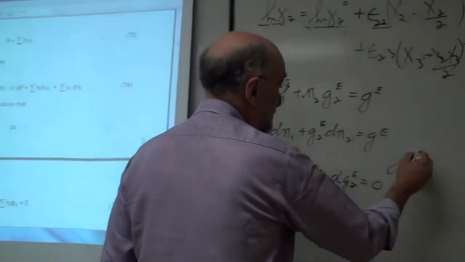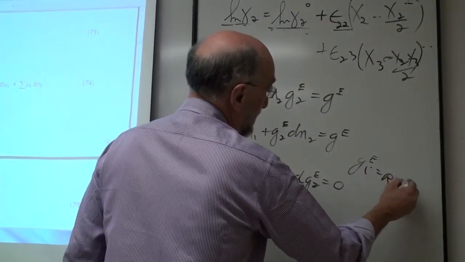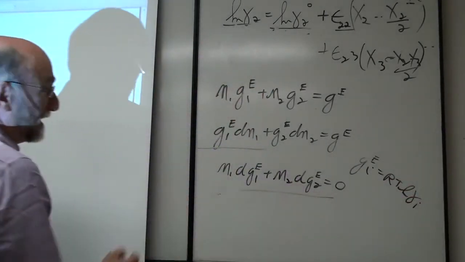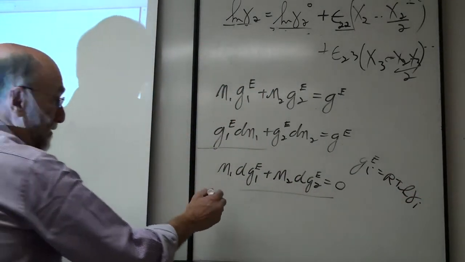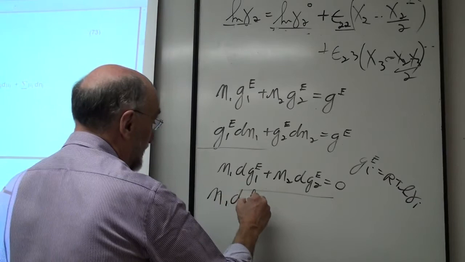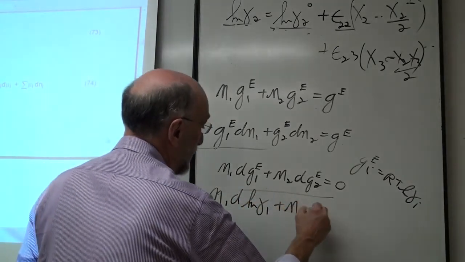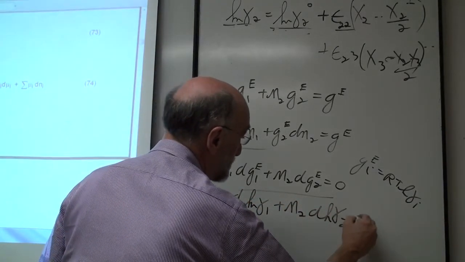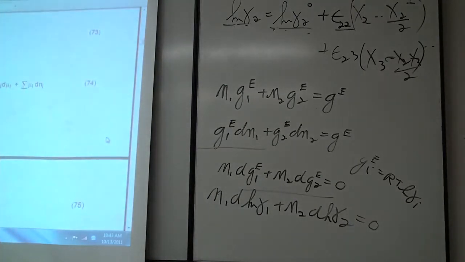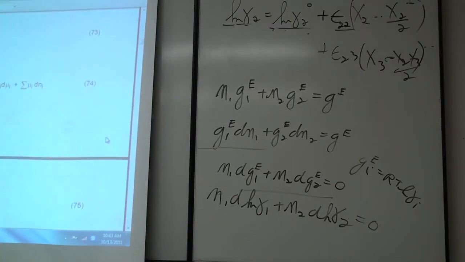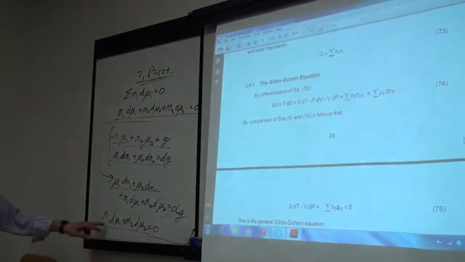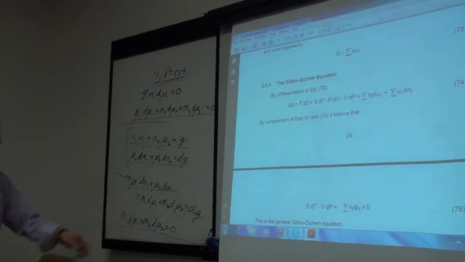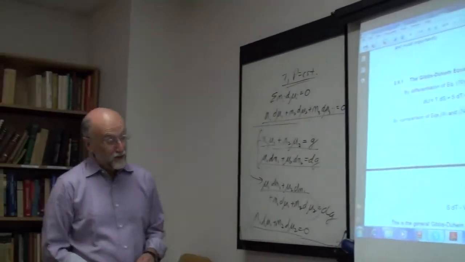Since you know Gxs of i is RT log gamma i, you can put that into that expression, and then you get n1 d log gamma 1 plus n2 d log gamma 2 equals 0, which is another form of the Gibbs-Duhem equation. Or you can write dG1 as RT log activity 1, so you can write n1 d log activity of 1 plus n2 d log activity of 2 equals 0.